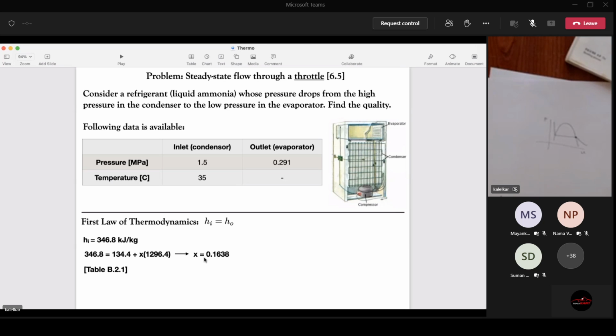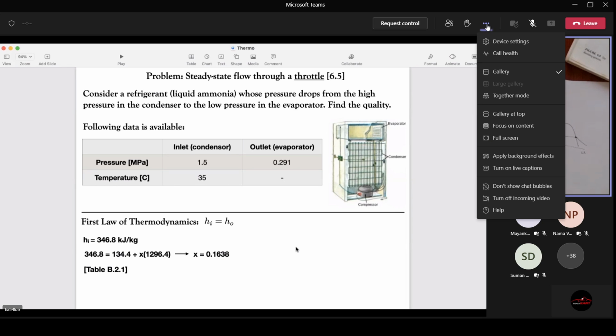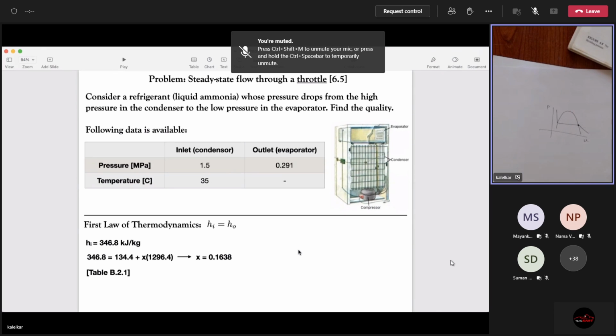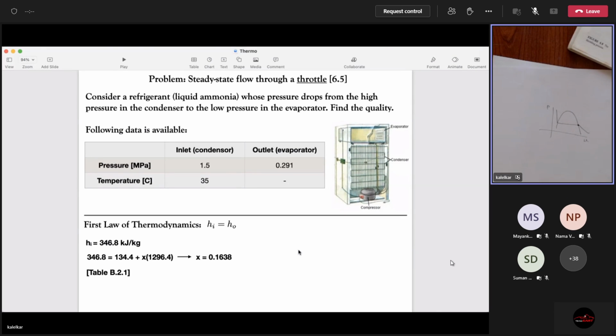Check the table. Check the table, B point 2.1. This is for saturated ammonia. You are given that inlet 1500 kilopascal. I'm already converting megapascal to kilopascal, right? And temperature is 35 C. How will you find the enthalpy? What's your thought? Anyone?